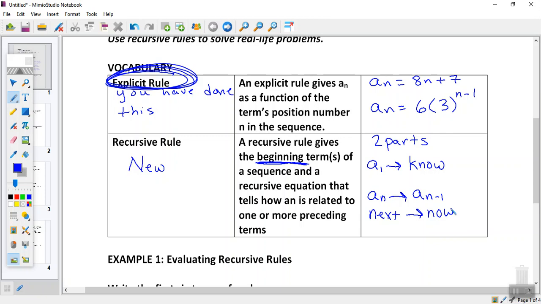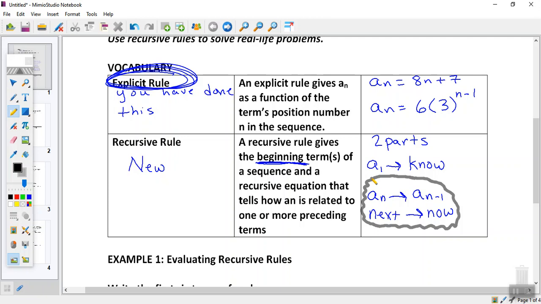I think it would be good for you guys to maybe highlight this or box this in. Okay? So I want you to think of recursive rules. If you have to see an a of n, think of a of n as the value that comes next. And the a of n minus 1 is what you have right now. Okay? So let's start seeing if we can do this here.